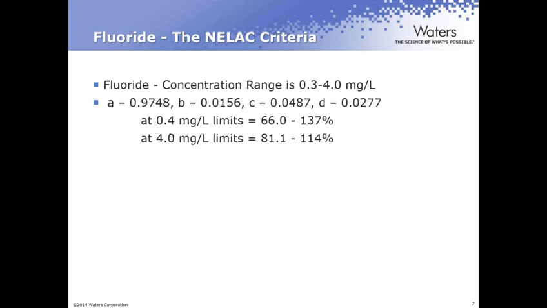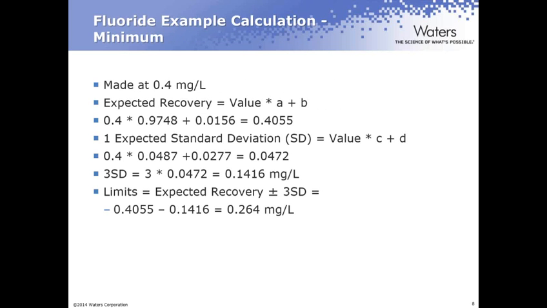So as you notice, on the lower end, the limits are much wider because it's much more difficult to recover an analyte at the lower end. But at the upper end, your limits are much tighter because, again, it's easier to recover an analyte at the upper end of the range than it is at the lower end of the range.